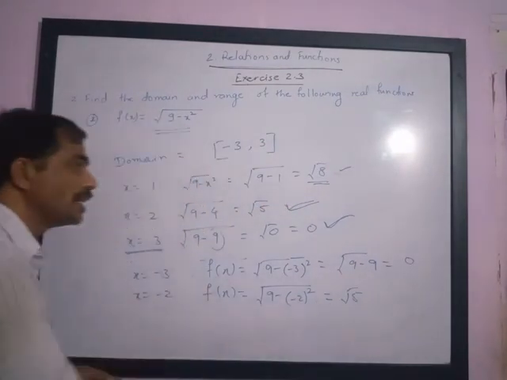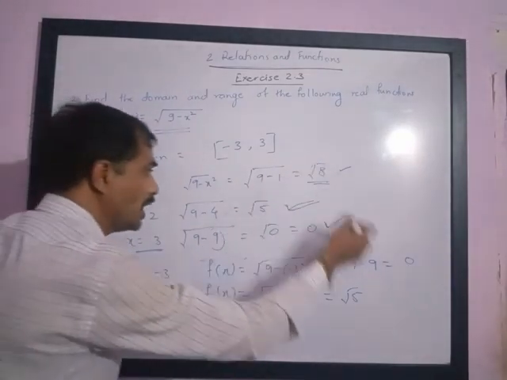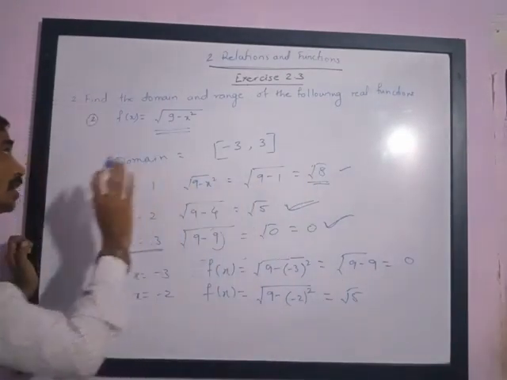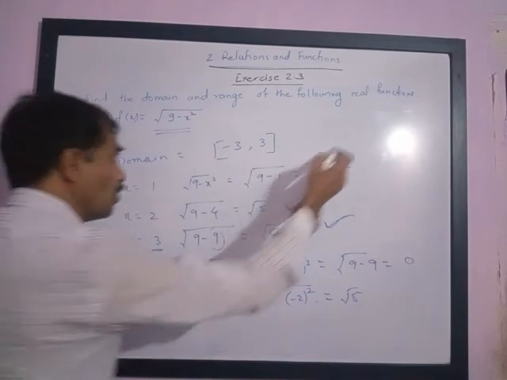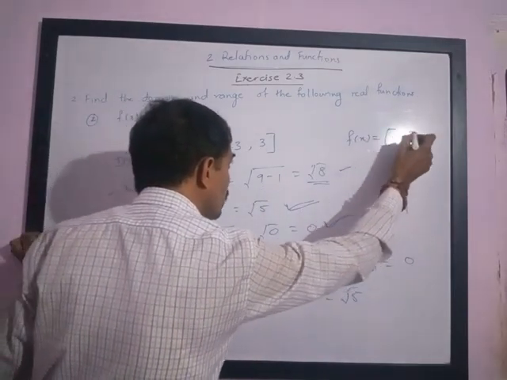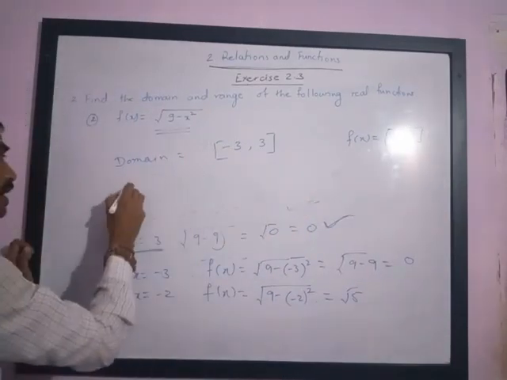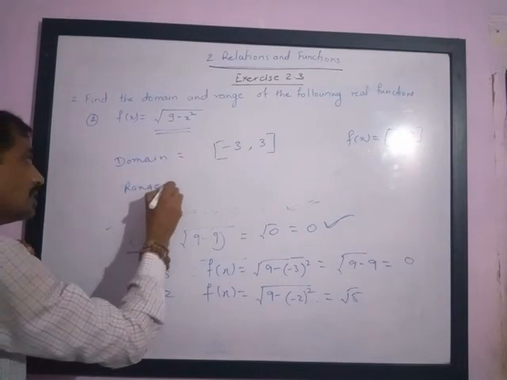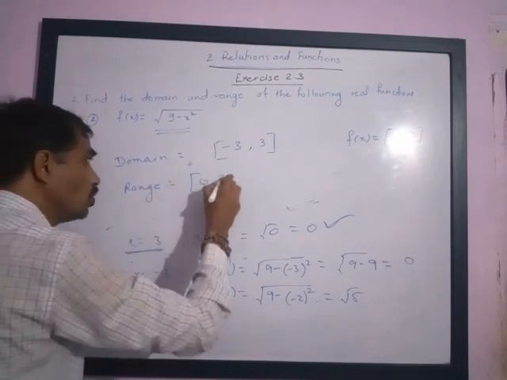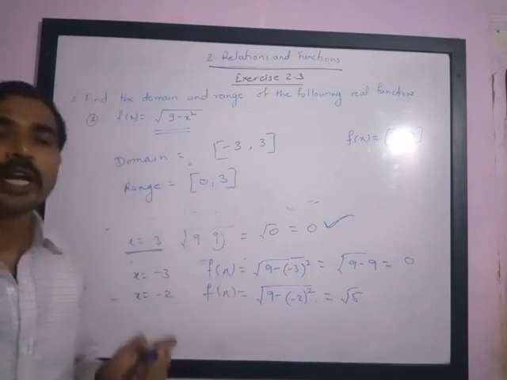So in all the cases, please note, whether x is positive or negative, we always get f of x only positive. It means f of x is having the values from 0 to 3. So the range is having the values from 0 to 3, square bracket indicates both are included.